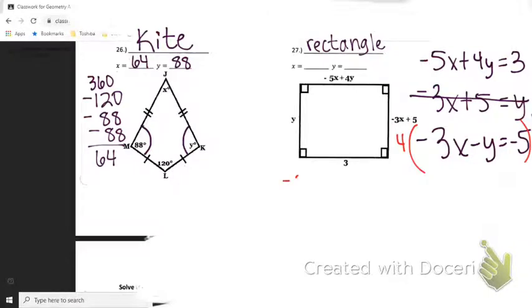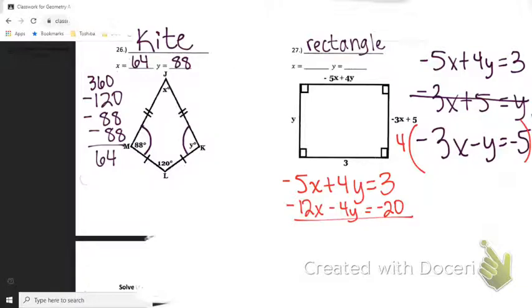I'm using negative 5x plus 4y equals 3 from the top there. Didn't change it. And I'm going to multiply this whole bottom equation by a 4. That gives me negative 12x minus 4y equals negative 20. When we combine those two equations together, the y's are going to eliminate. That was my whole point here. Those eliminate, cancel out. Everything else combines down the columns.